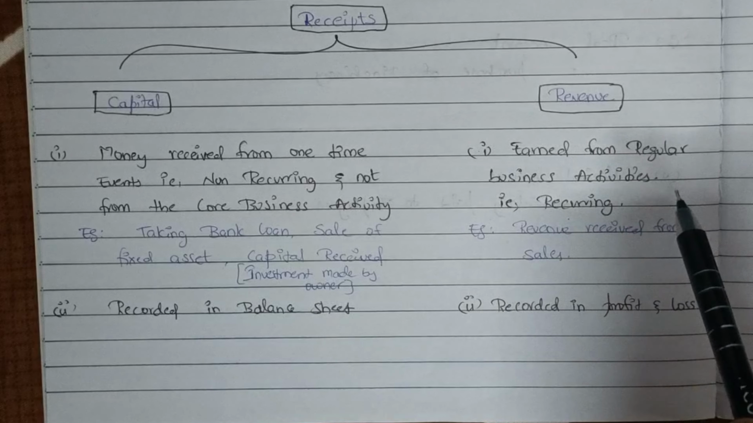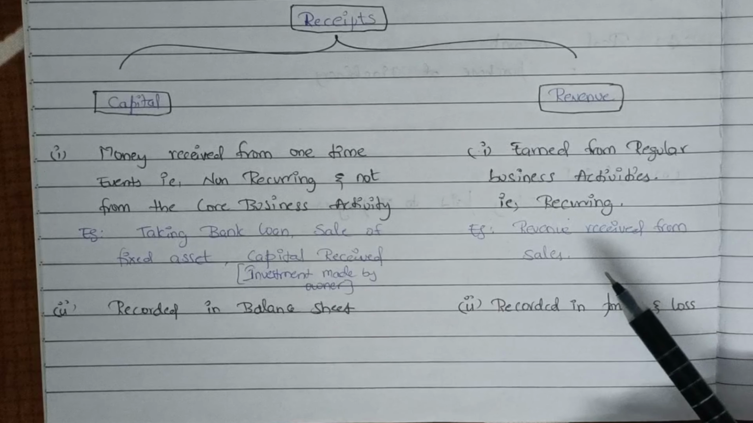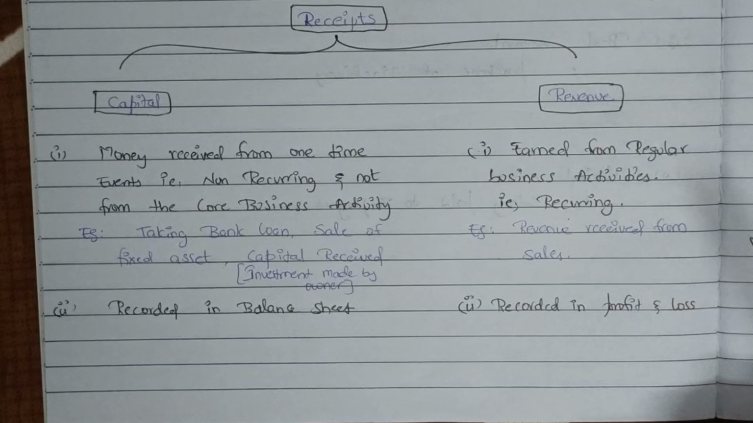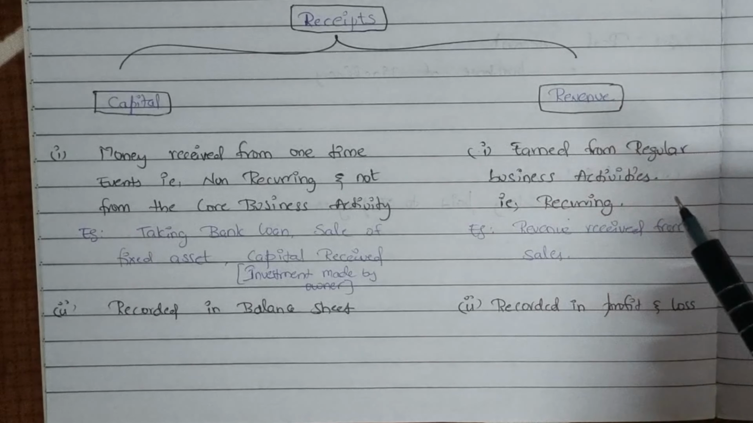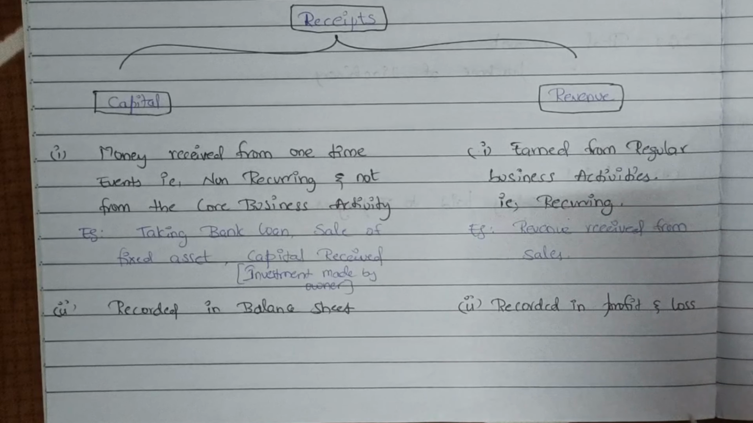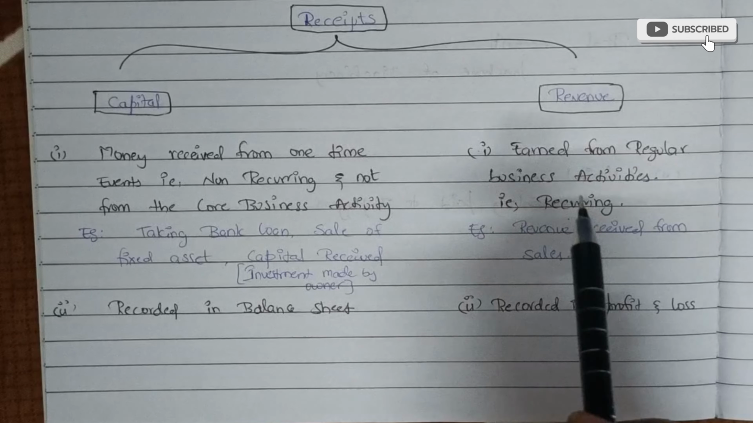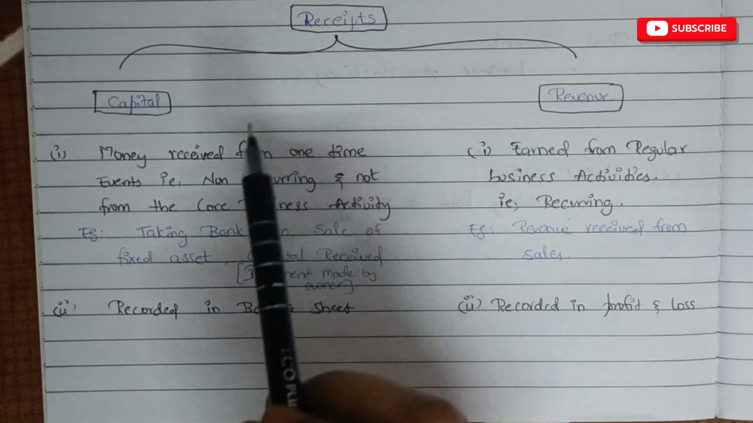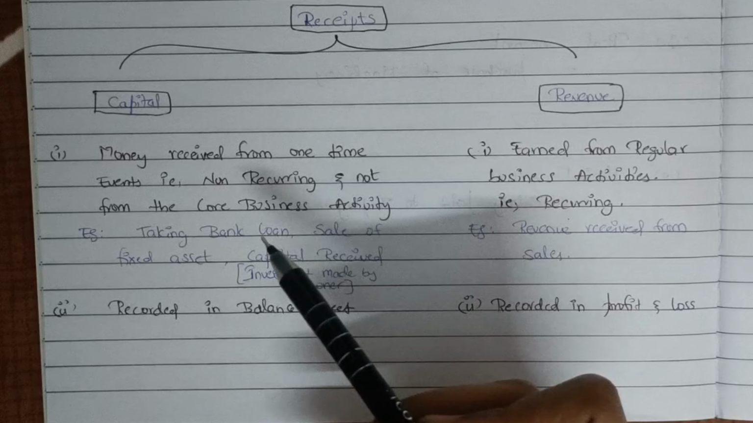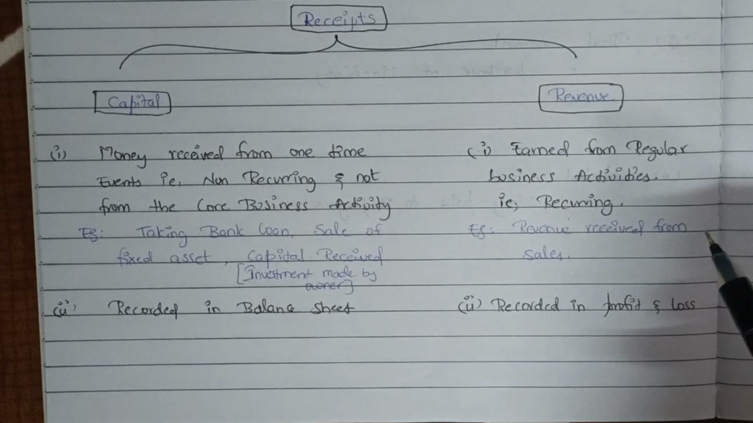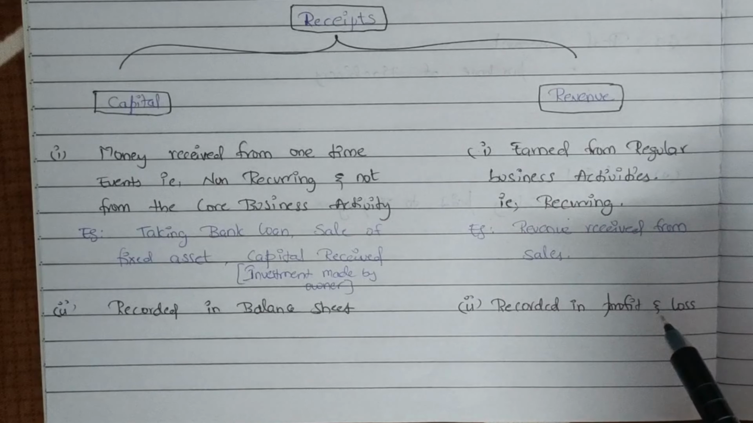When it comes to revenue receipts, it is nothing but the amount we receive or earn from regular business activities. Whatever revenue we receive from sales will be termed as revenue receipt, and it will be recorded in the profit and loss account. To sum up, capital receipts are what we earn from outside of our main business, and revenue receipts are what we earn from our main business.